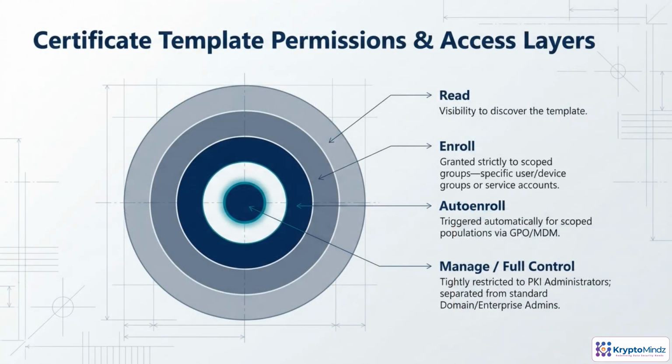Template permissions work like concentric security rings. Read is the outer ring. Many identities can see the template so they know it exists. Enroll is narrower. Only specific security groups, devices, or service accounts should be able to request that certificate. Auto-enroll is tighter still. These identities get certificates automatically through GPO or MDM, so any mistake scales quickly. At the core is manage or full control, reserved for a very small PKI admin group, not general domain admins.